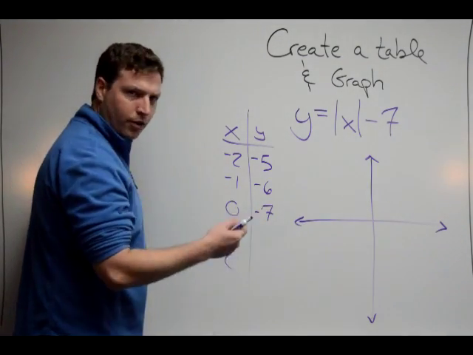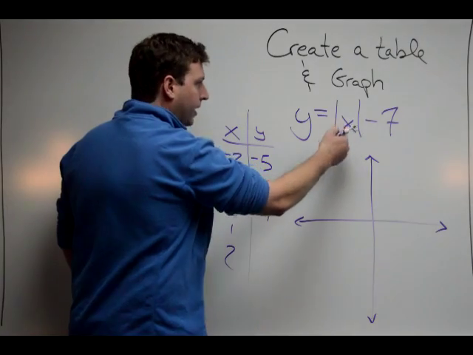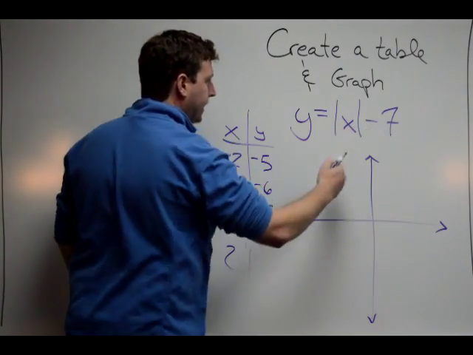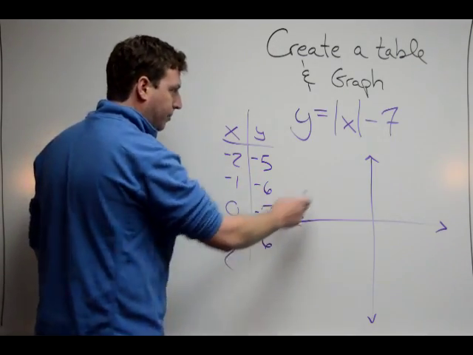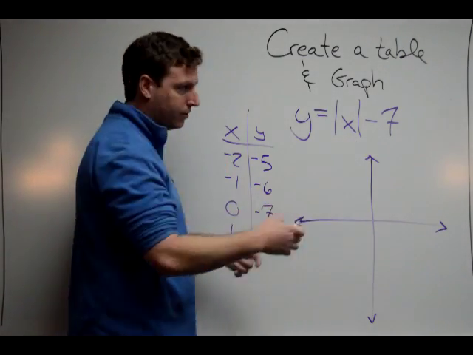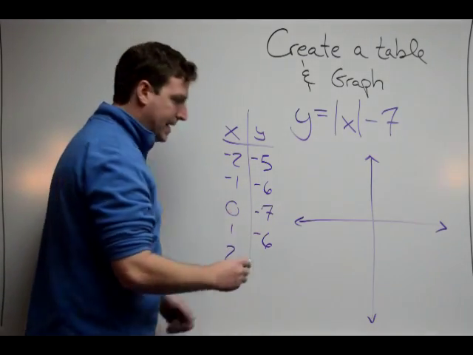Now here's where it kind of turns over on itself. I got a 1 in here. Absolute value of 1 minus 7 is a negative 6. You can see I've kind of reversed. I'm going back the other way. I plug in my 2 again. Absolute value of 2 is still 2. Minus 7, I get a negative 5.